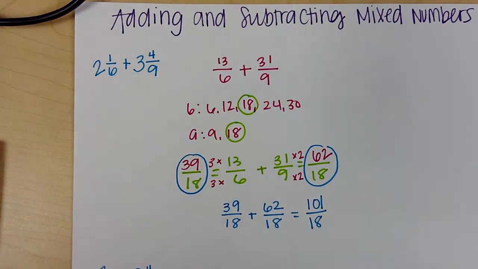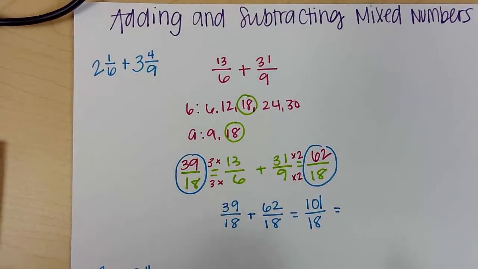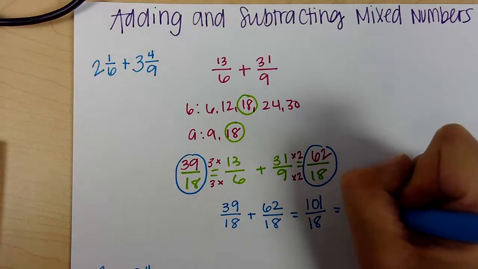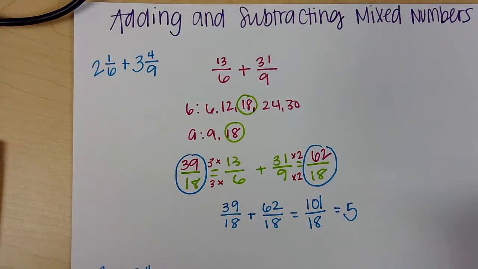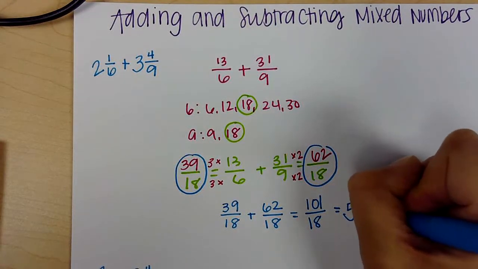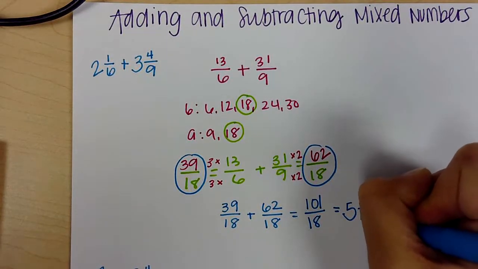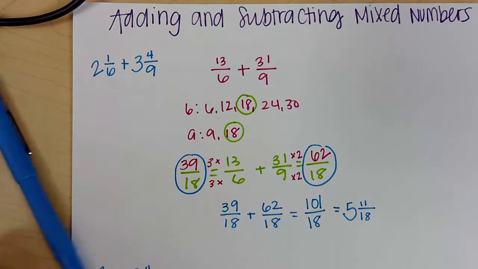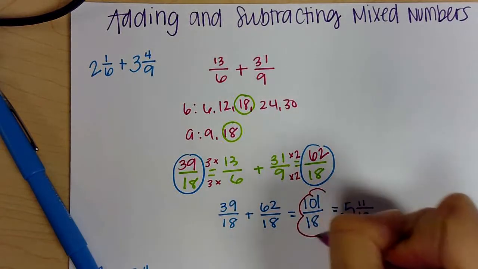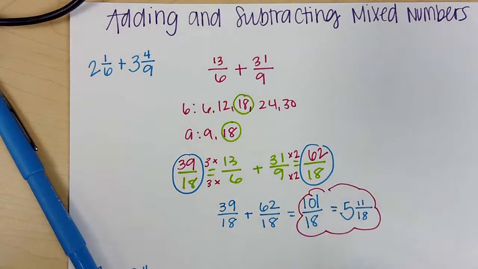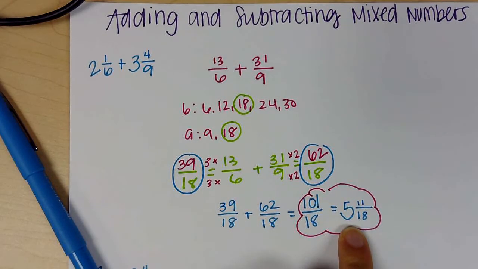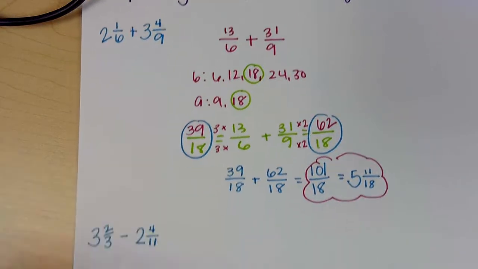Now I can rewrite that as a mixed number. 18 goes into 101 5 times. That gets us to 90. So we have 11 left over. And our 18 again stays the same. So your sum here is 101 eighteenths or 5 and 11 eighteenths. Let's do one more together.